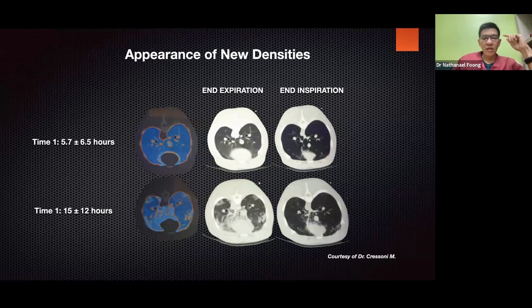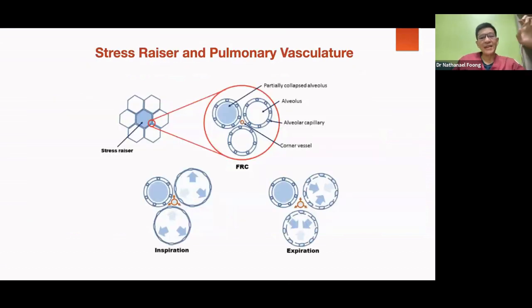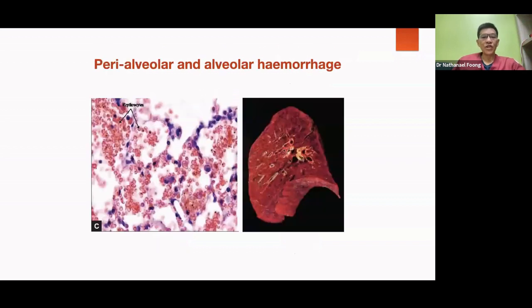Right, and this is a histological cut of the animal model that we see here, where you see lots of inflammatory infiltration. Now, of course, besides the alveolar wall, there are interalveolar vessels stuck in between, right? In the area where there's a stress concentration, this corner vessel or the interalveolar vessel will experience the same transmission of transpulmonary pressure into the alveoli, which leads to further injury to the interalveolar vessel. Now, with this injury, it may cause thrombosis, it may cause a rupture of the vessel, a hemorrhagic vessel, as you can see here.